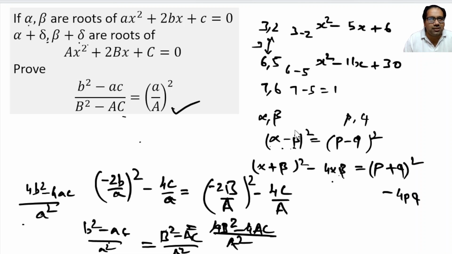Alpha minus beta whole square is nothing but alpha plus beta whole square minus 4 alpha beta. Right, guys? Because alpha square plus beta square plus 2 alpha beta minus 4 alpha beta will become alpha square plus beta square minus 2 alpha beta, which is nothing but alpha minus beta whole square. Basically, we express the difference of roots in terms of the sum of roots and the product of roots.